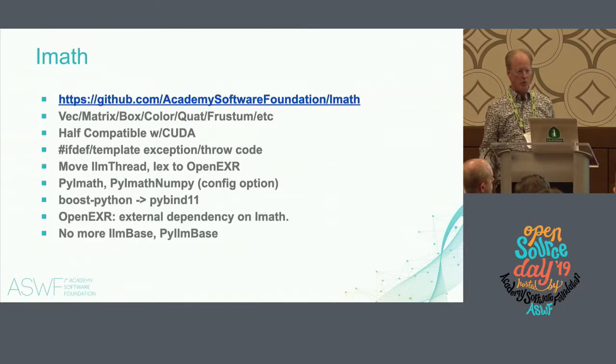But what we're imagining is, this doesn't exist yet, a repo at the level of the Academy Software Foundation that's the vector, matrix, box, color, quaternion, frustum, that kind of thing, as well as the half library. Again, giving an option, whether that's ifdefs or templates or something that would allow you to have a version of the library without exceptions, possibly header only.